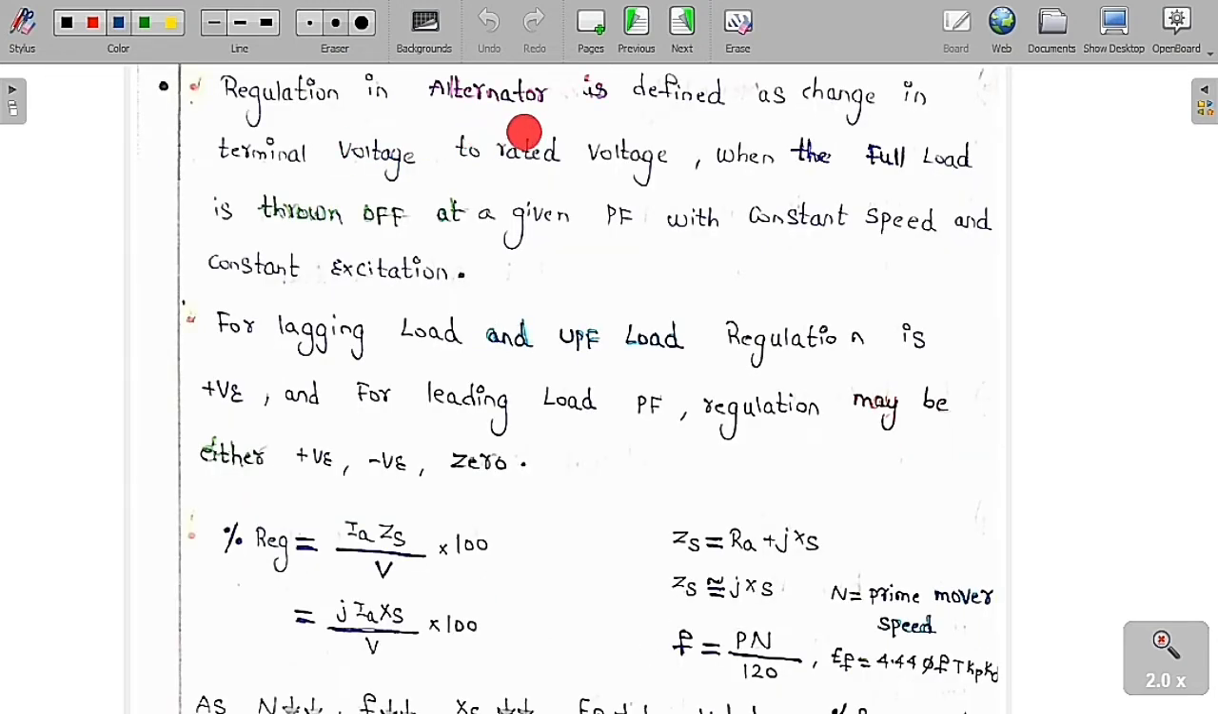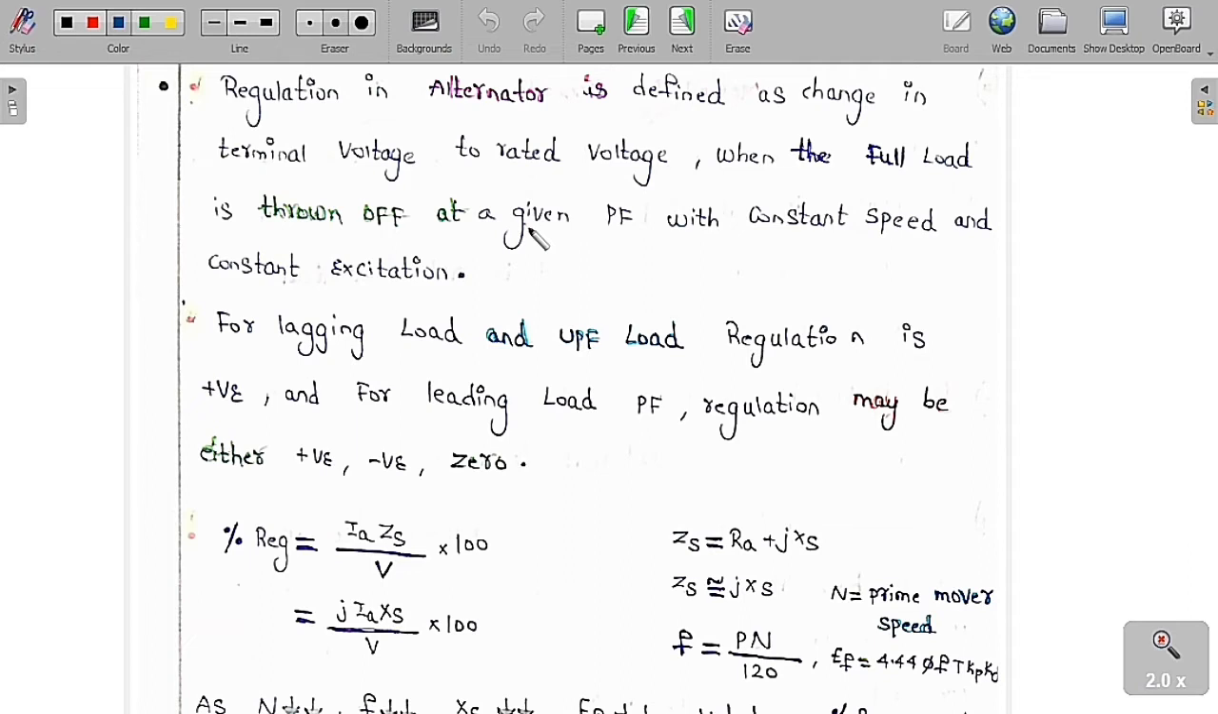Regulation in the alternator is defined as the change in terminal voltage to rated voltage when the full load is thrown off at a given power factor with constant speed and constant excitation. I have already told you the regulation of alternator formula, which is (E minus V) by V into 100.